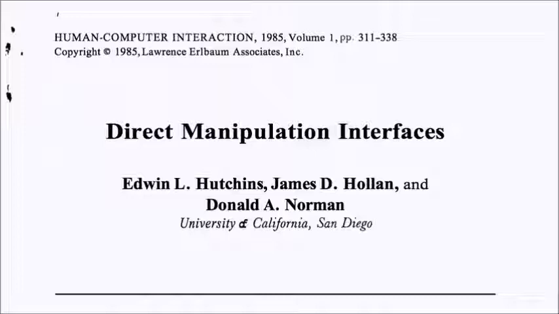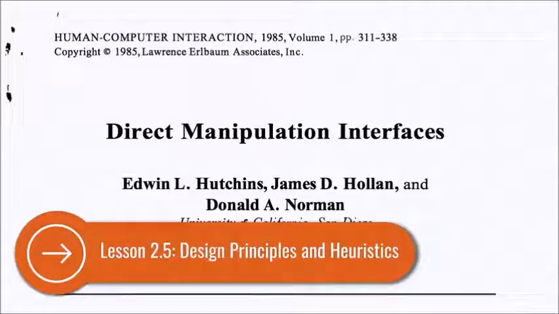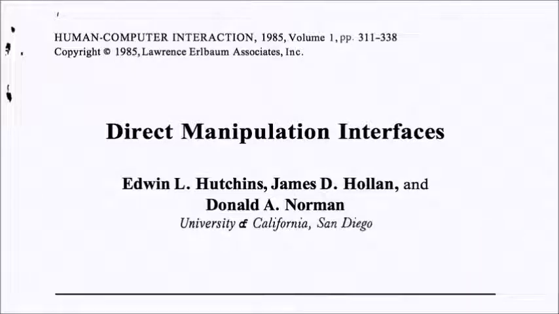The seminal paper on direct manipulation interfaces came out in 1985, co-authored by Edwin Hutchins, James Holland, and Don Norman. We'll talk a lot more about Hutchins and Norman later in our conversations. Hutchins co-authored the foundational paper on distributed cognition, and Norman created one of the most accepted sets of design principles in his seminal book, Design of Everyday Things. But in 1985, direct manipulation was starting to become a more common design strategy.